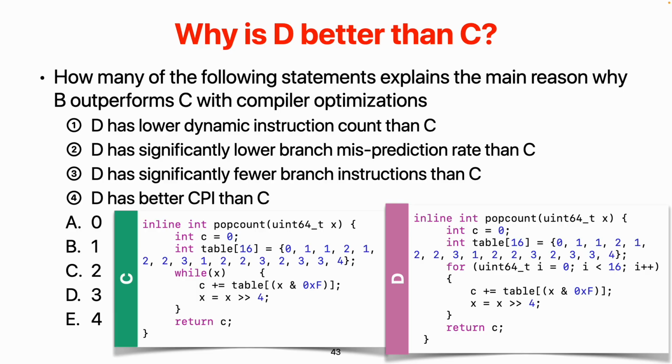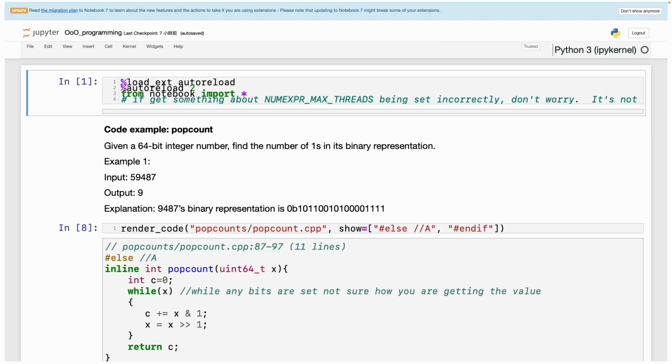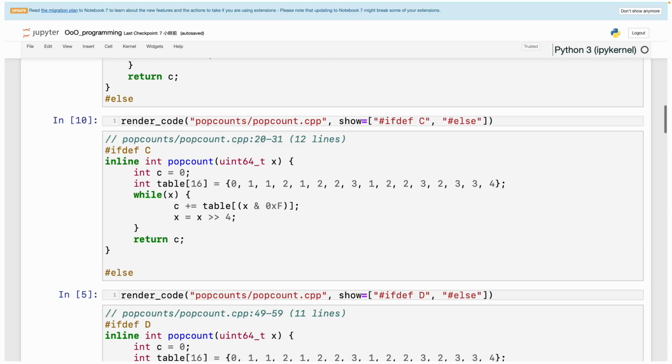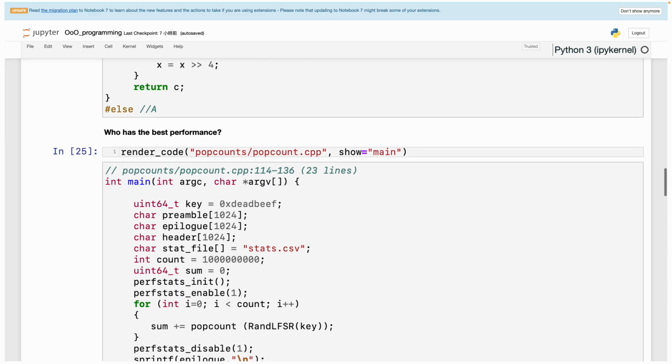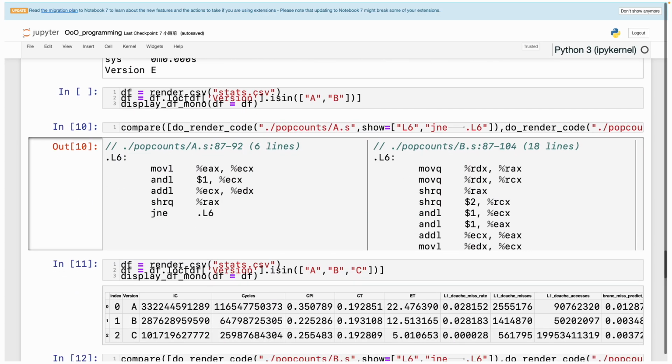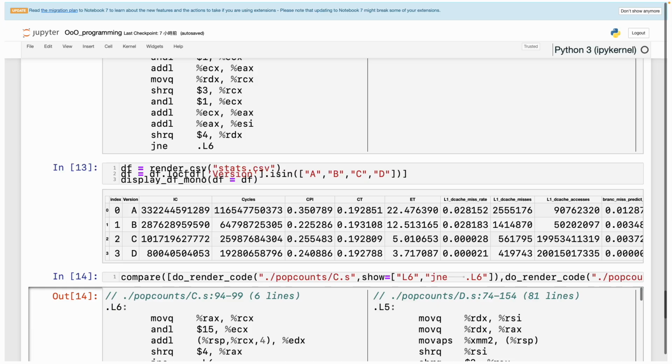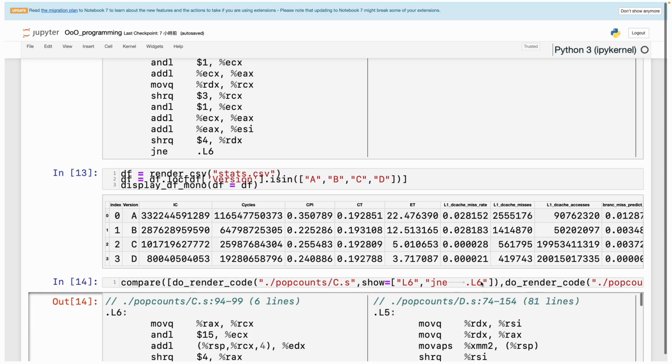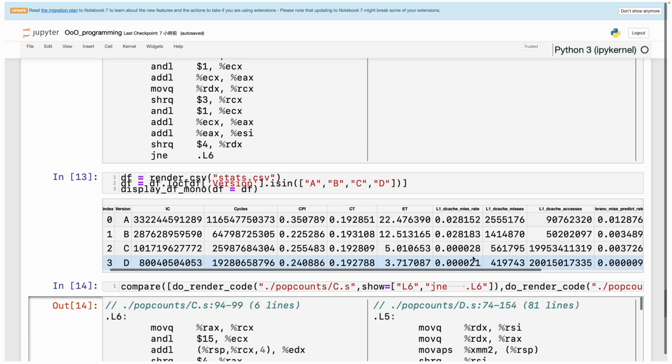Okay. So let's run a demo first, and then I will explain what's going on there. Okay, so let's take a look. This is version A, B, C, D. They are now all in the same table.